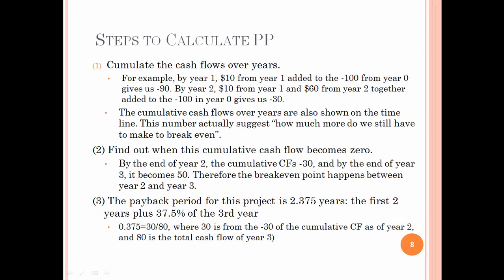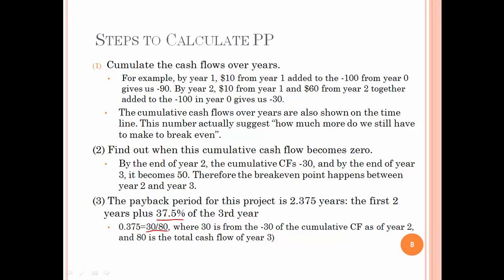So step 3, the payback period for this project is 2.375 years, which is the first 2 years plus 37.5% of the third year. How do we get the 37.5%? It is 30 divided by 80. Well, 30 is from the negative 30 of the cumulative cash flow as of year 2, which suggests that by the end of year 2 there are 30 more to be made to break even. And 80 is the total cash flow in year 3.